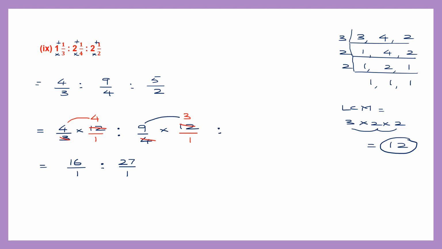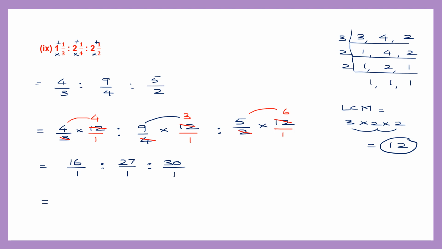Now let me take the third fraction, that is 5 by 2. So 5 by 2, now multiply this with the LCM, which is 12. Give it the denominator 1. Now cancel. 2 sixes are 12. Now I can multiply 5 into 6. So what do I get? 5 sixes are 30. 30 by 1.